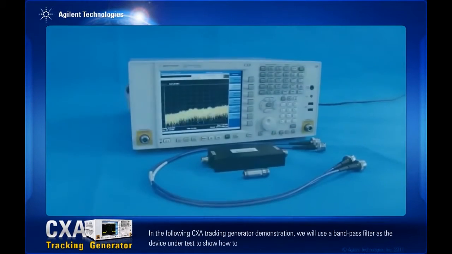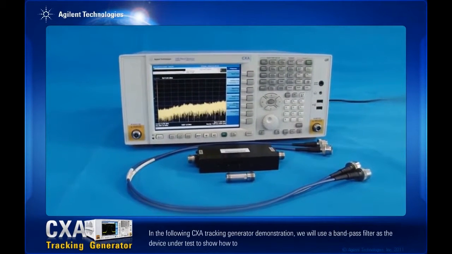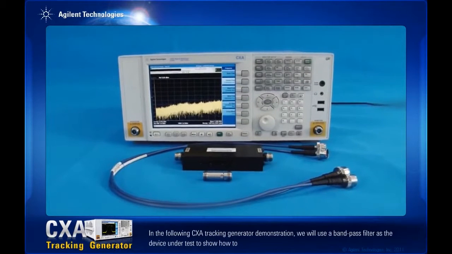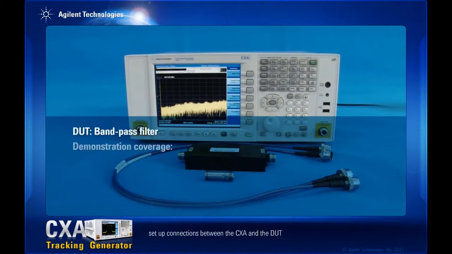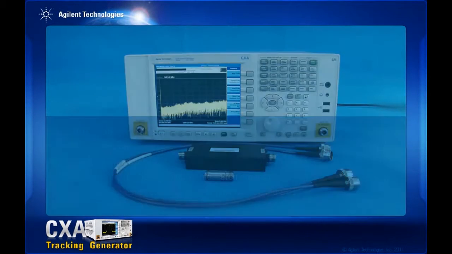In the following CXA tracking generator demonstration, we will use a bandpass filter as the device under test to show how to set up connections between the CXA and the DUT, apply normalization to improve measurement accuracy, and perform stimulus response tests to characterize your DUT.